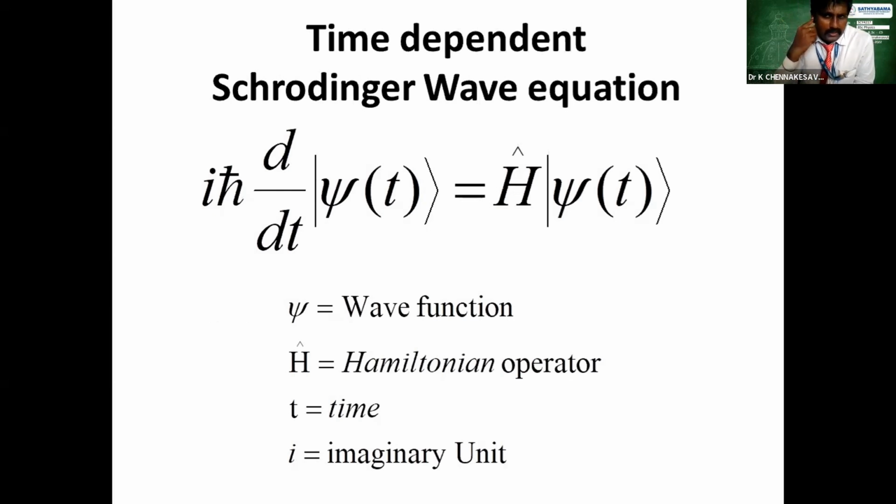i h cut or h bar d by dt of psi of t equals H psi of t. Okay, psi of t we are writing in brackets.